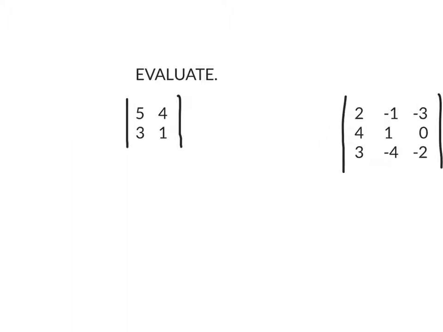For a 2 by 2, all you do is very simple. You multiply this diagonal, and then multiply that diagonal, and you subtract. That's all you do. So 5 times 1 is 5, 4 times 3 is 12. You always subtract. Your determinant is -7. All there is to it. A 2 by 2, very simple.